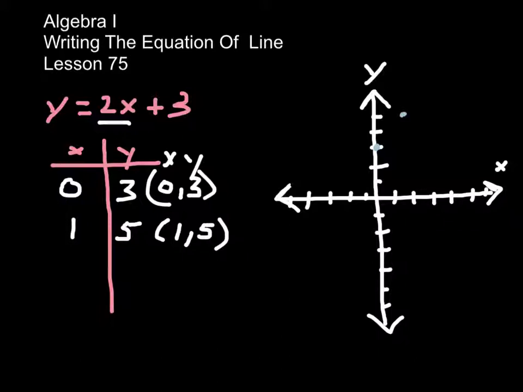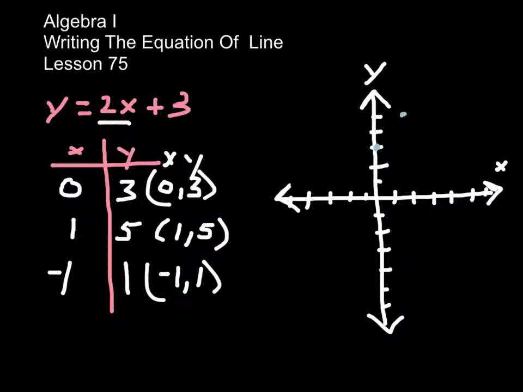And finally, I'm going to use a negative number. So I'll substitute a negative 1 in for x. So 2 times a negative 1 is a negative 2, and a negative 2 plus 3 is a positive 1. So another ordered pair would be (-1, 1). To graph that, I would start at the origin again, move left 1, and then up 1.